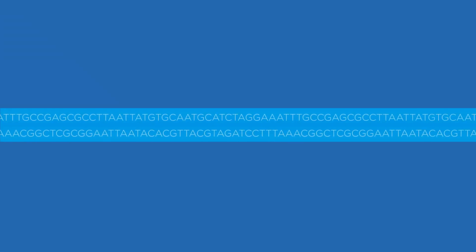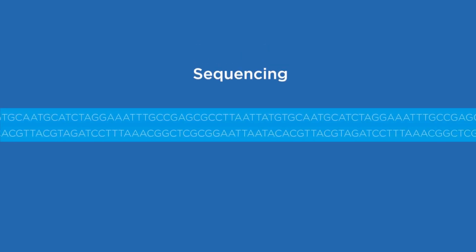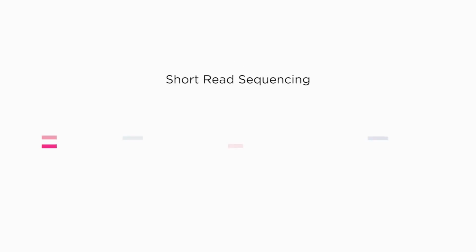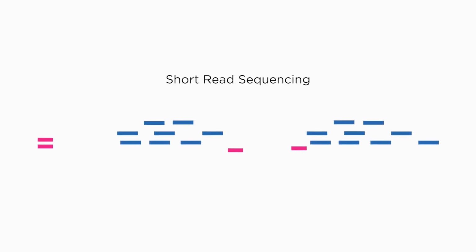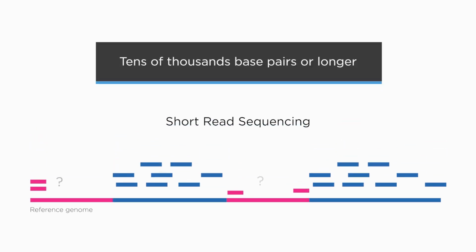To do this, there are two fundamentally different yet complementary approaches: sequencing and whole genome imaging. In short-read sequencing, or next-generation sequencing, DNA is read in short segments of about 150 base pairs, and the read sequences are compared to a reference genome. It can characterize small variants, but structural variants are often tens of thousands of base pairs or longer, so short-read sequencing is not an accurate way of calling them.